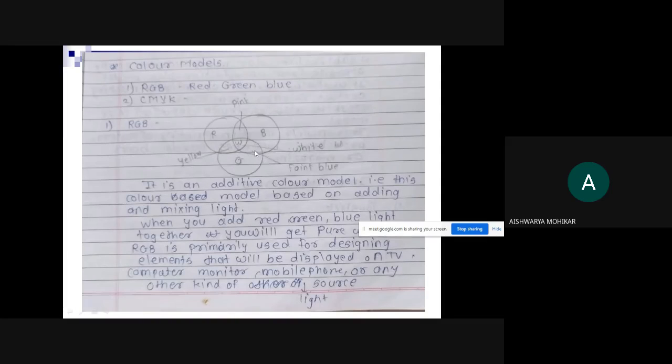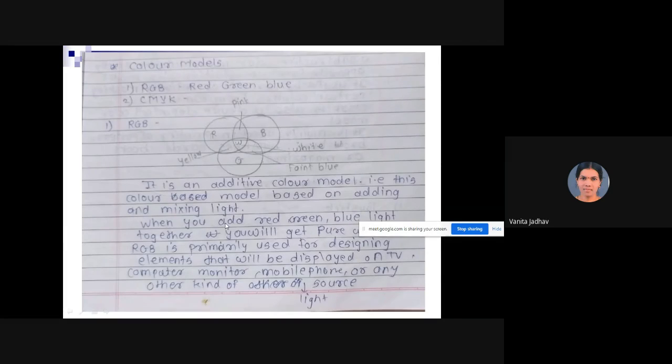Yes, ma'am. So if we mix red and blue, a pink color will be generated. If we mix red and green, yellow will be generated. And if we mix blue and green, we get a somewhat faint blue color. So this is nothing but the RGB model.